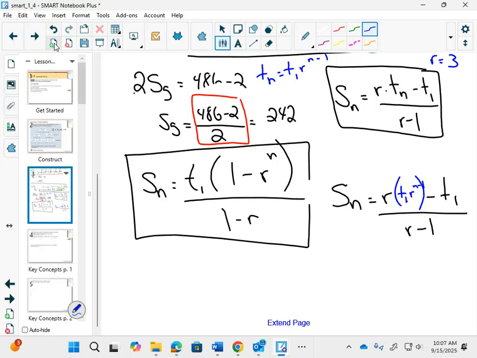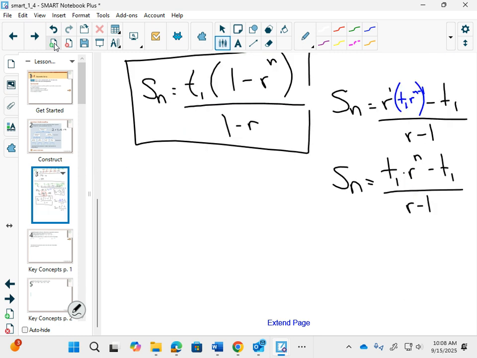And exponent rules would say that if I do an r times an r to the n minus 1, this is an r to the 1. When you multiply with the same bases, you add the exponents. So if I do 1 plus n minus 1, this becomes term 1 times r to the n minus term 1 over r minus 1. Still haven't got it to look like the equation that they have right there. They do a little bit of fun with negatives.